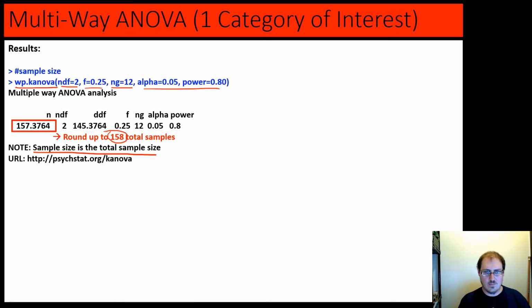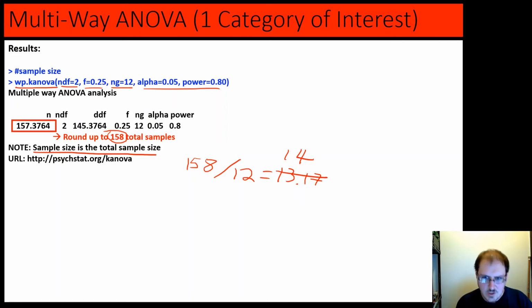If we divide this out, 158 divided by 12 groups, 3 treatments, 4 hospitals, that gives us a little over 13, it's like 13.117. So we of course then have to bump this up to 14. So that's 14 patients from hospital 1 with drug treatment A, and so forth.